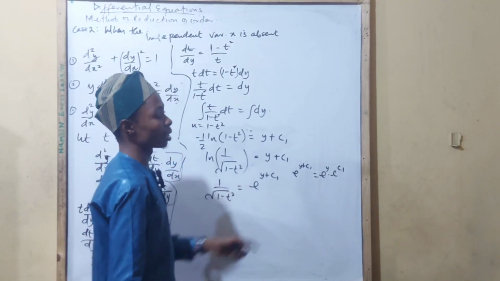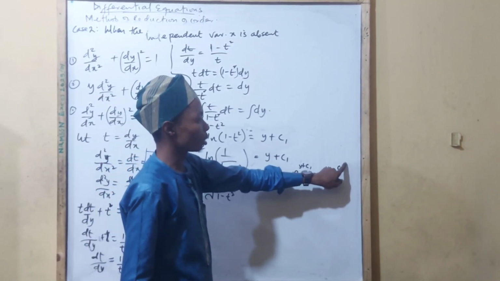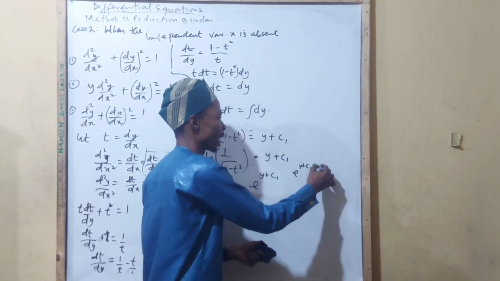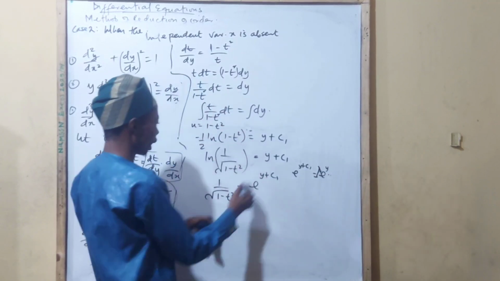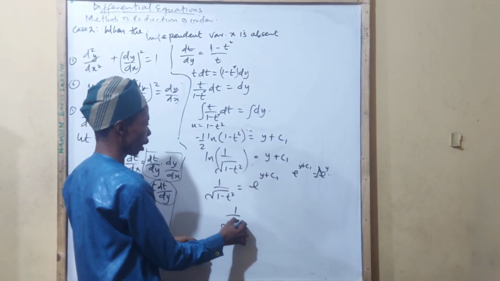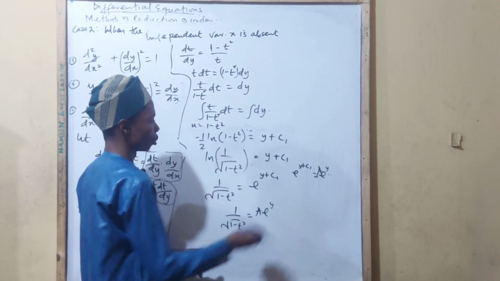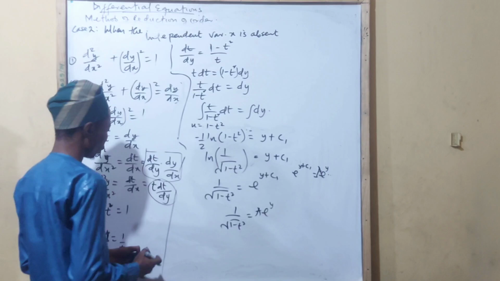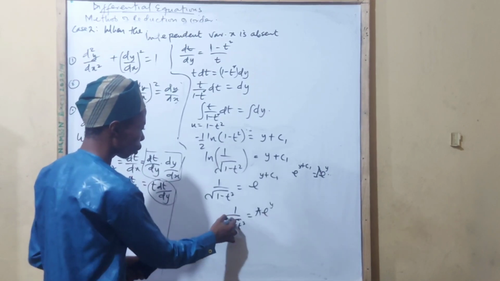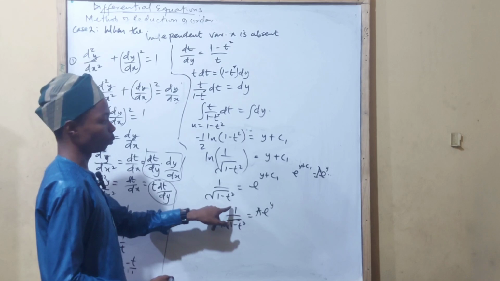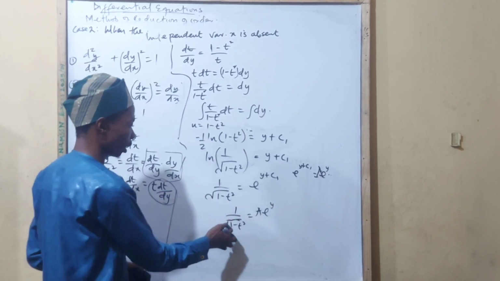We already established that c1 is a constant. Anything we operate with c1 will still give us a constant. So we can say that e raised power c1 is a constant. Let's say a, right? So from here now, we are going to have 1 over square root of 1 minus t squared equals a e raised power y. Why are we going like this? Because look at the position of t. We need to make it the subject of the formula.